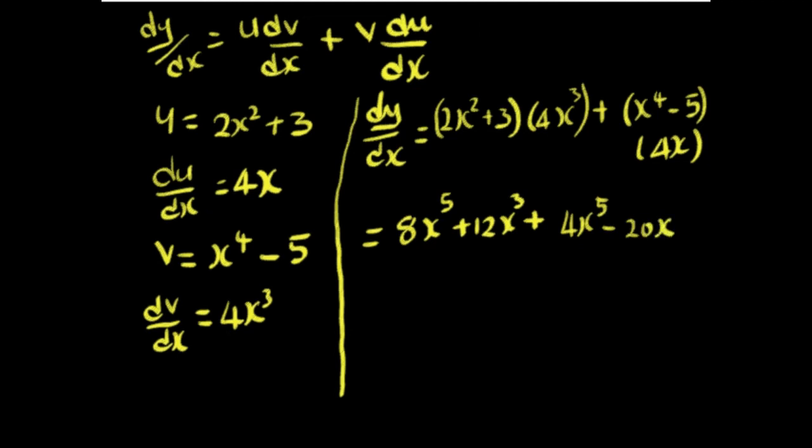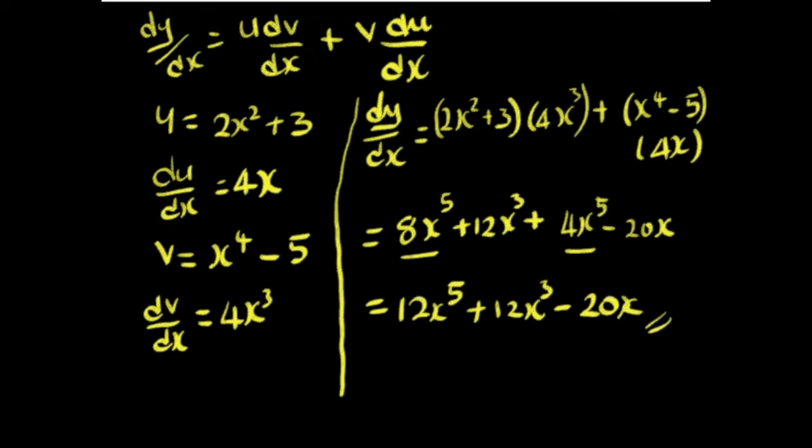We're going to add this 8x raised to the power 5 to this 4x raised to the power 5, and this gives us 12x raised to the power 5. We just add the coefficients, right? So plus 12x raised to the power 3 minus 20x. This would be your final answer. We cannot add up anything there again.